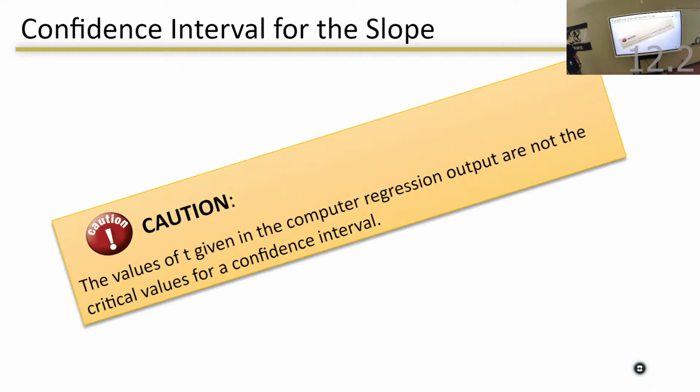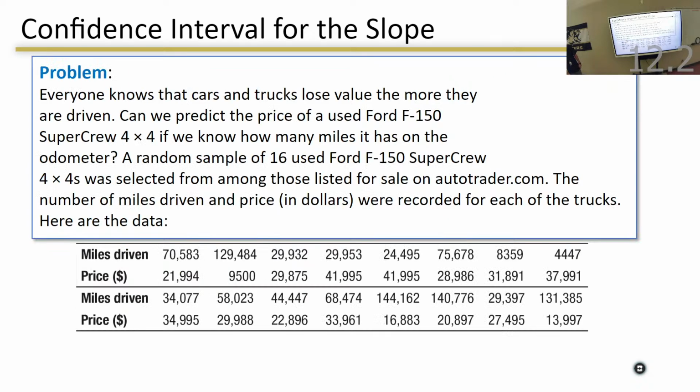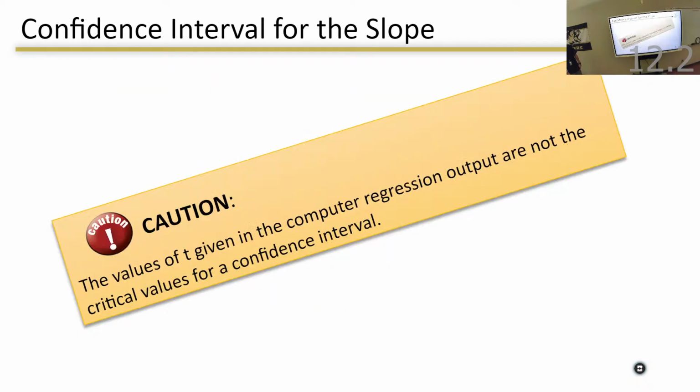The values of t given in the computer regression output are not the critical values for a confidence interval. Oh, that's what that says. The values of the t given in the computer regression output are not the critical values. They're a different t. Those are the test statistics.